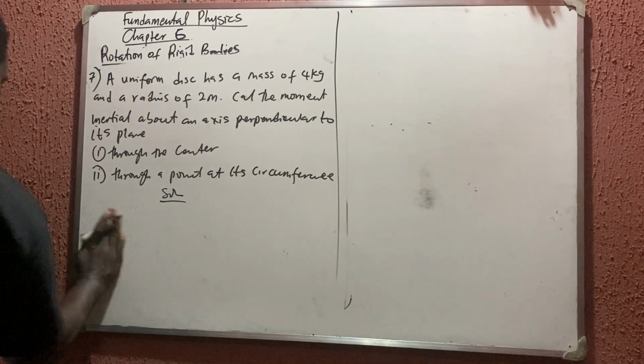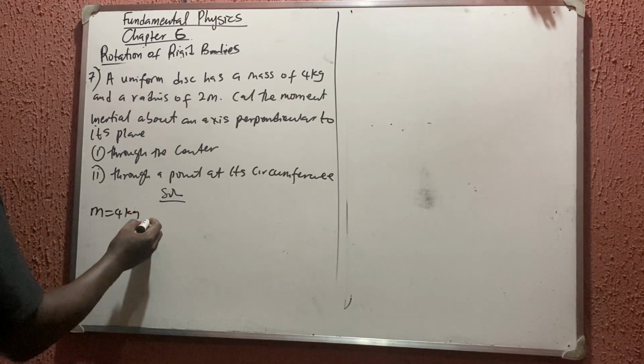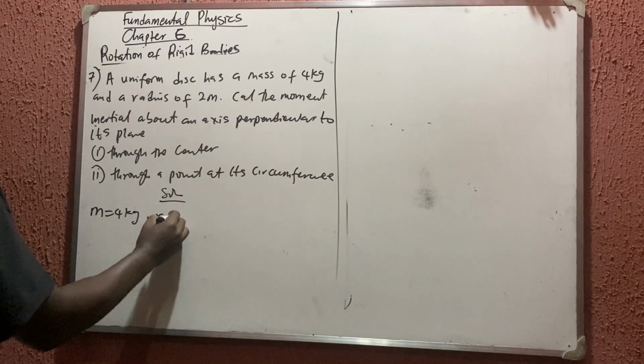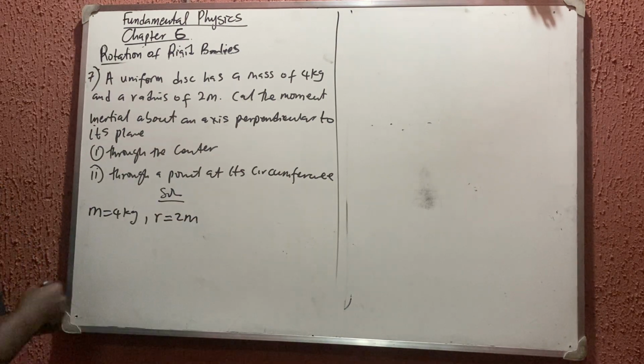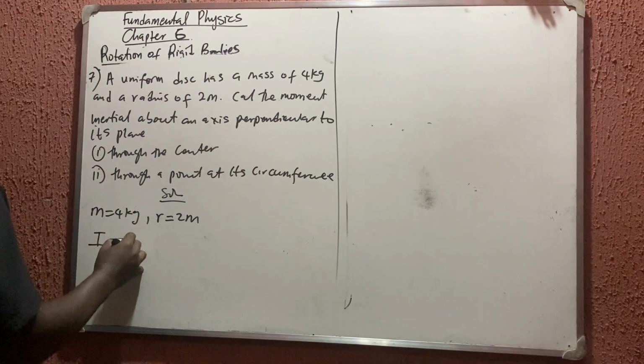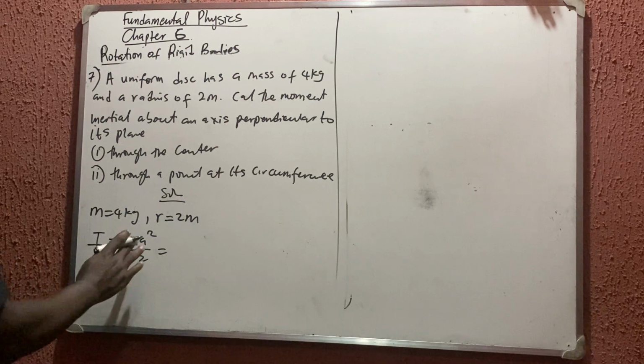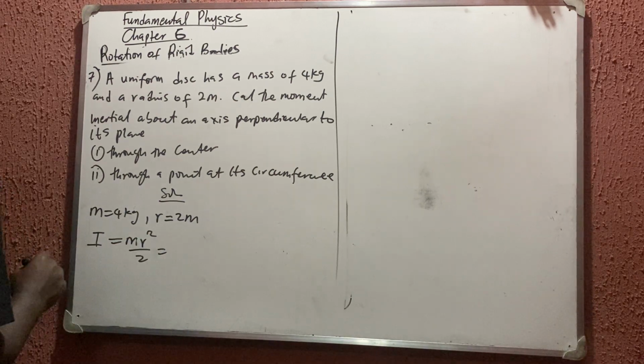First of all, let me bring out my parameters. The first thing they gave me was the mass. The mass is 4 kg. The next thing they gave me is the radius. The radius is 2 meter. Then I say we should calculate the moment of inertia. Now the moment of inertia is equal to what? Ma squared over 2, or mr squared over 2. Let me use mr squared over 2.